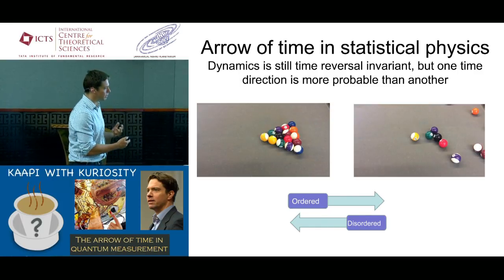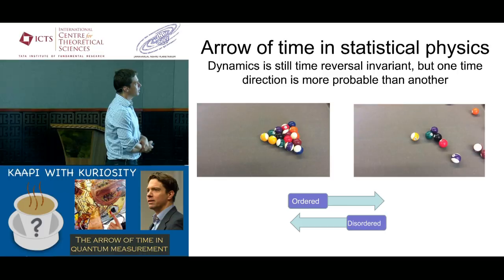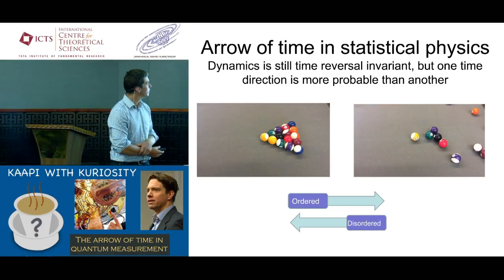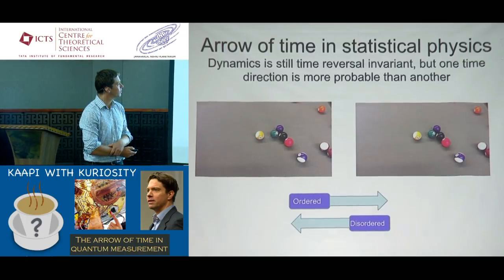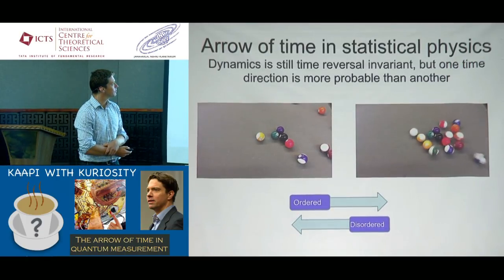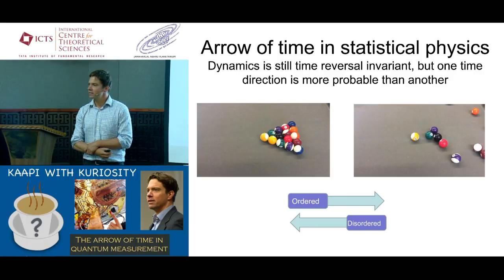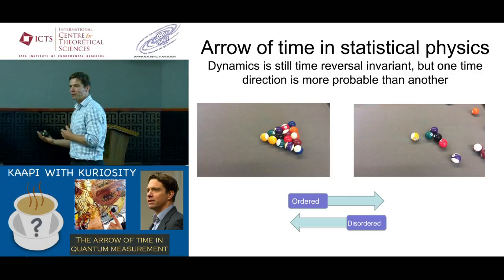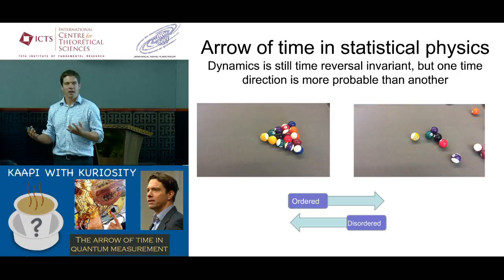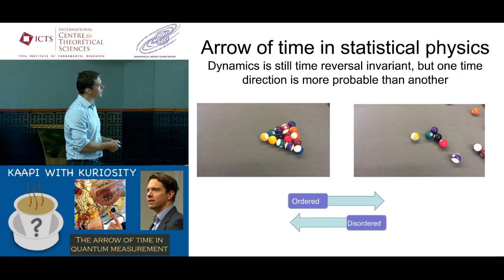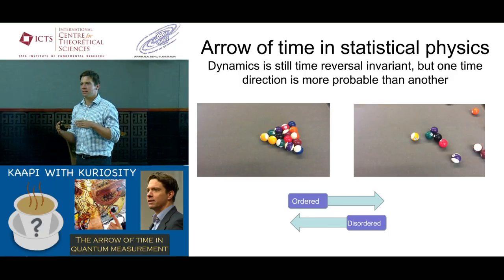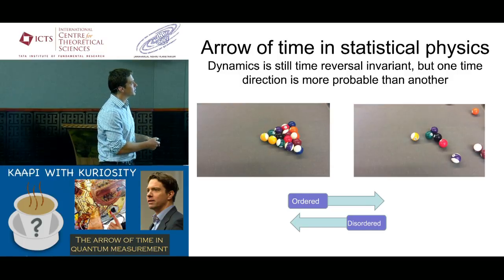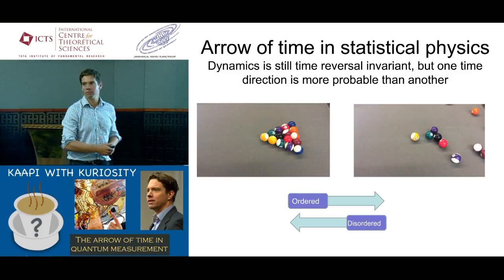So here is the most complicated situation we can create in the pool hall. The pool break. And in reverse. So in this case, it's crystal clear which one's playing forward and which one's playing backwards, right? And it has to do with the transition from ordered to disordered. Here, if you go to the initial condition, which is this, it's ordered. All the pool balls are stacked in this nice triangle. And the final condition is disordered. They're spread out all over the table.